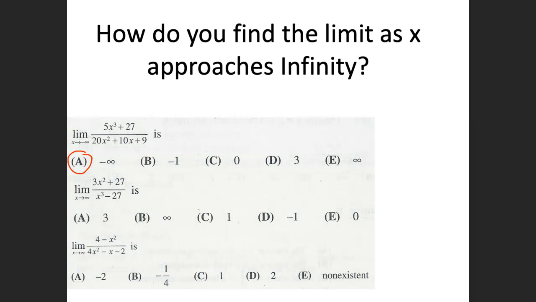How about number 2? The limit as x approaches infinity of 3x squared plus 27 over x to the 3rd minus 27. The answer is going to be 0, or letter E. Agreed. How about the third one? The limit as x approaches negative infinity of 4 minus x squared over 4x squared minus x minus 2.